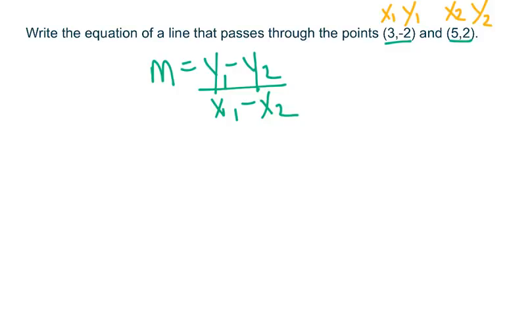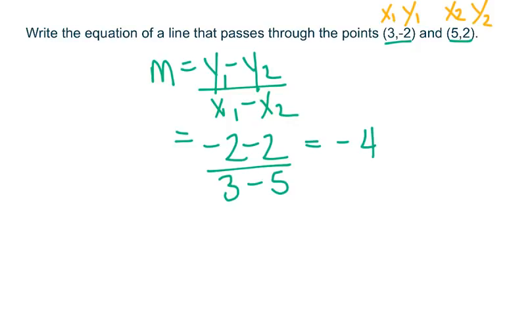Okay, so now I'm just going to substitute. So it would be -2 minus 2 over 3 minus 5. That's going to give me -4 over -2, which equals +2. So I found my slope. So now I'm going to do a lot like what I did on the last example, but now I have 2 different xy's to choose from, so you can just pick one, it doesn't matter.